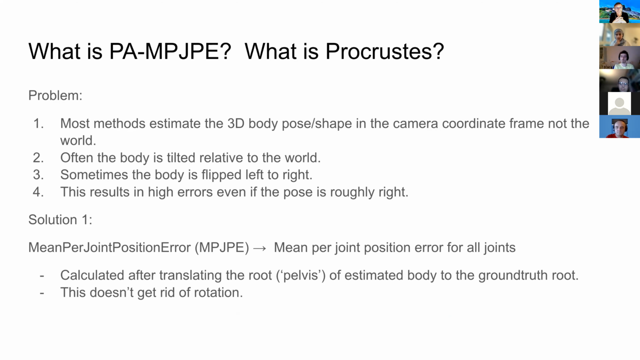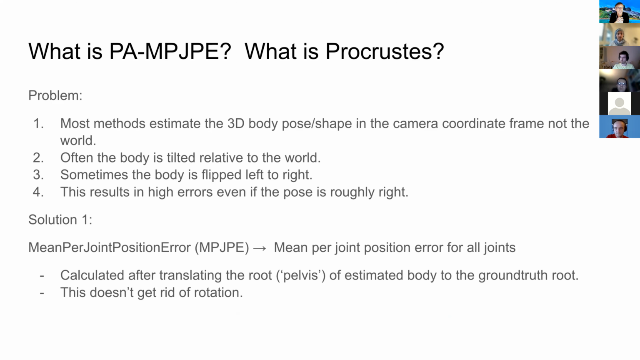So you probably see in papers this complicated thing, PA-MPJPE, for evaluating accuracy of 3D body shape and pose methods. And PA stands for Procrustes Alignment. So why would anyone do this? So what is going on here? Well, most of the methods that estimate, regress, or optimize body shape and pose do so in the camera coordinate frame, not in the world coordinates.